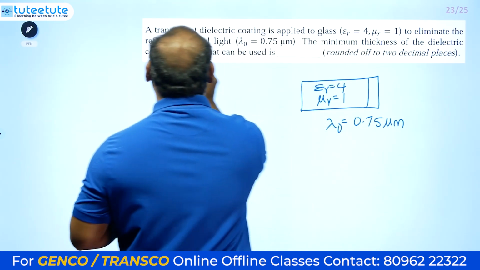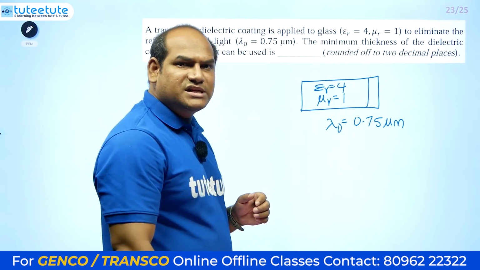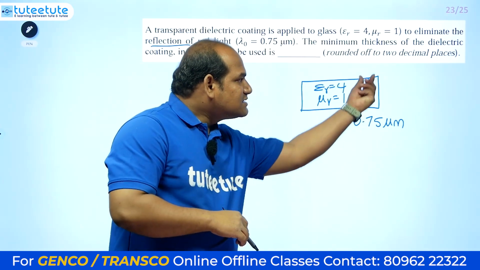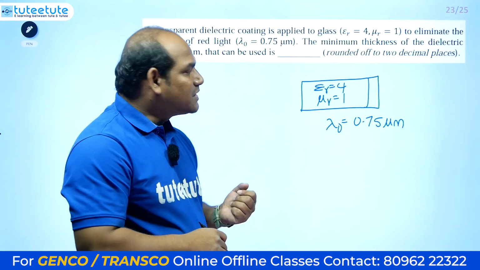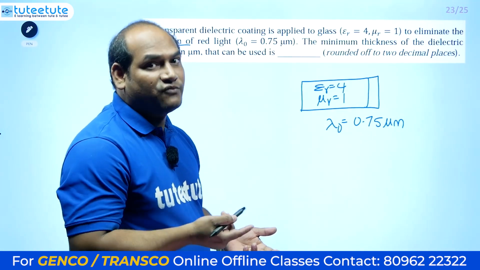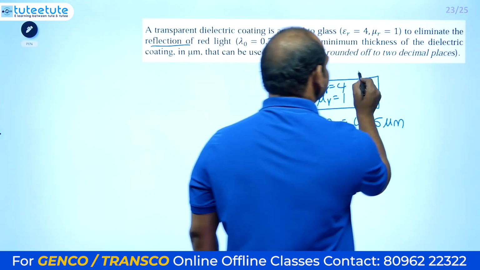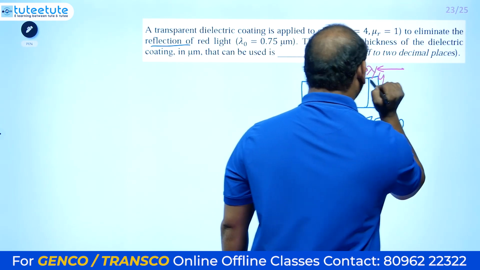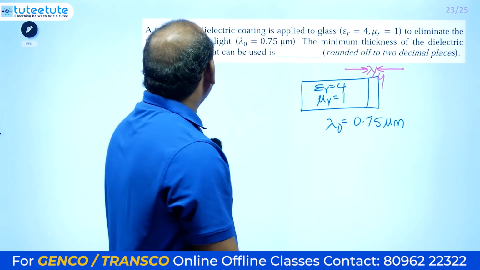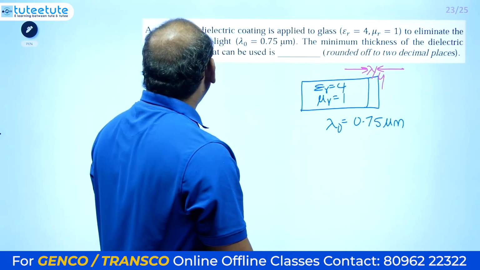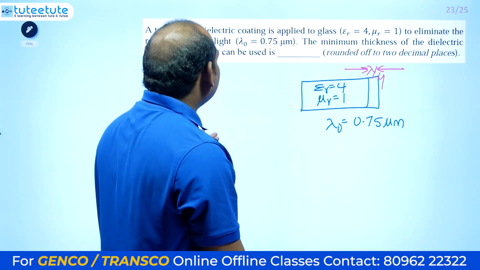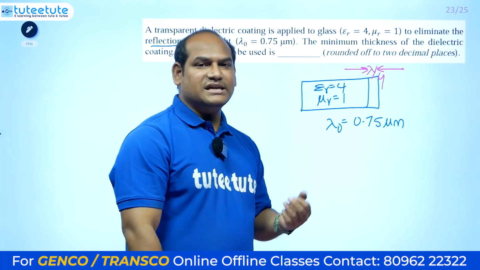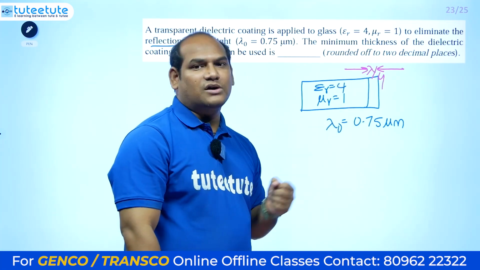To eliminate the reflection, in one of the questions we have seen about this reflection. To avoid the reflection, what is the length we have to take for this particular coating? Lambda by 4. A quarter wavelength we have to take. So this is lambda by 4. The minimum thickness of the dielectric coating in micrometer that can be used is what we have to calculate. Thickness they are asking, so lambda by 4 we have to take.